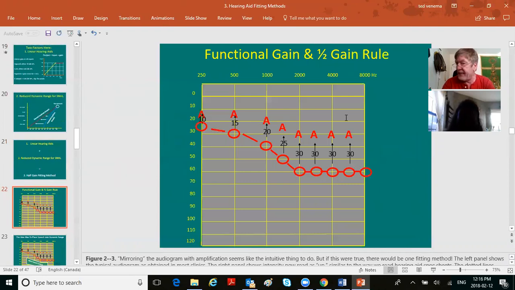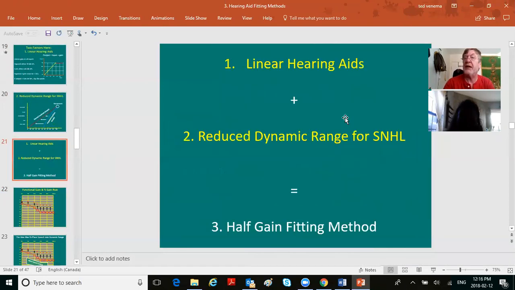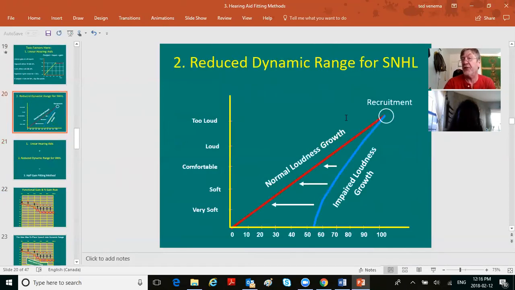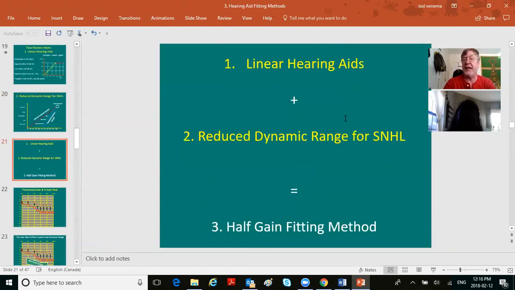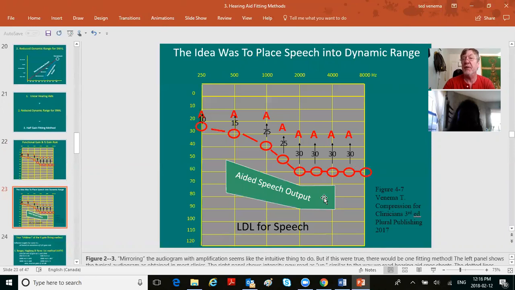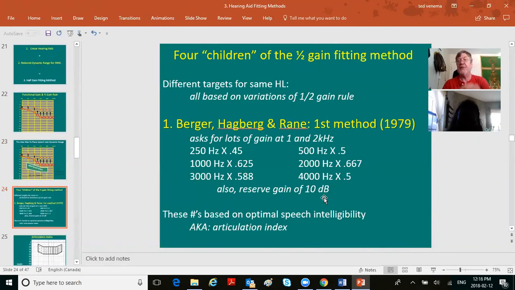1970s, 1980s, this is what was done. They had linear hearing aids. Sensory neural losses always had reduced dynamic range. Hearing aids were based on the half gain fitting method. The main idea: you had 4 children born from this half gain method. Number 1, Berger, the oldest of the kids. Came from Kent State University in Ohio. Berger, he's passed away now. I don't know about Hagberg and Rain, but Berger is the main author. And look what he did.